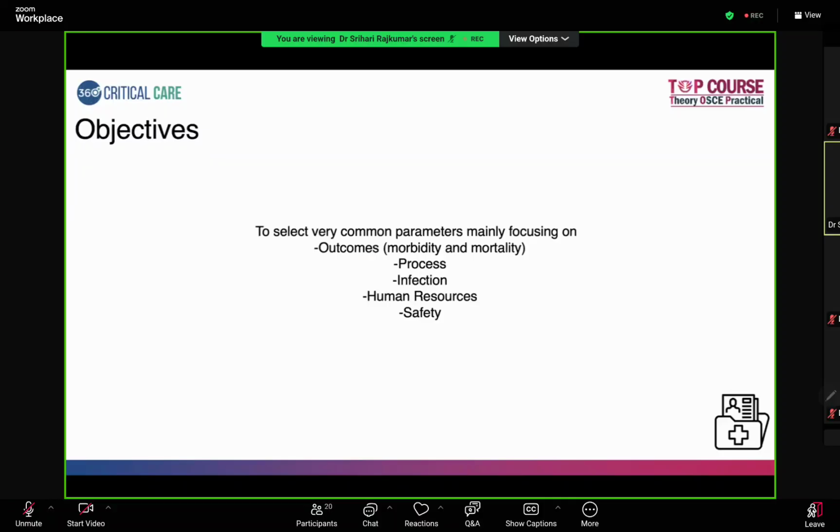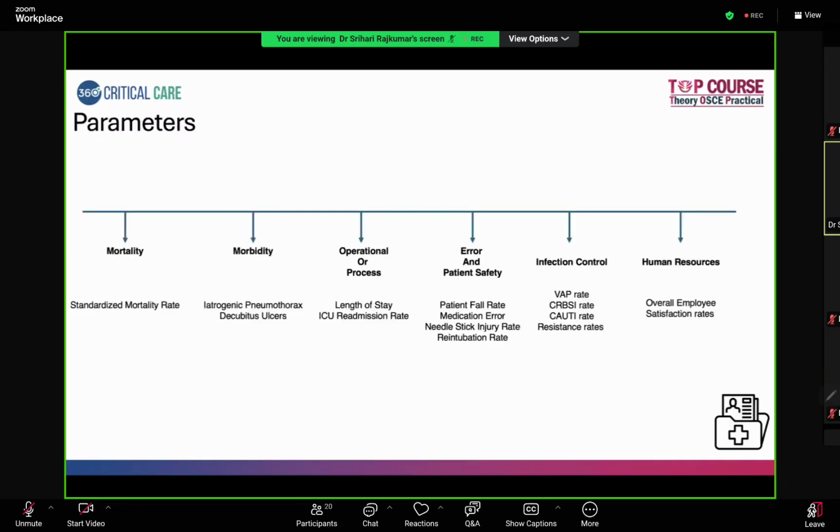So the main objective is to select very common parameters, mainly focusing on outcomes, that is morbidity and mortality, process, infection, human resources, and safety. Whatever I discussed in the previous slide, I've just made it in a more elaborate version. For mortality, you can assess it by the standardized mortality rate. For morbidity, you can assess it by iatrogenic pneumothorax or the decubitus ulcers occurring in the ICU. For process measures, you can go with length of stay or ICU readmission rates.